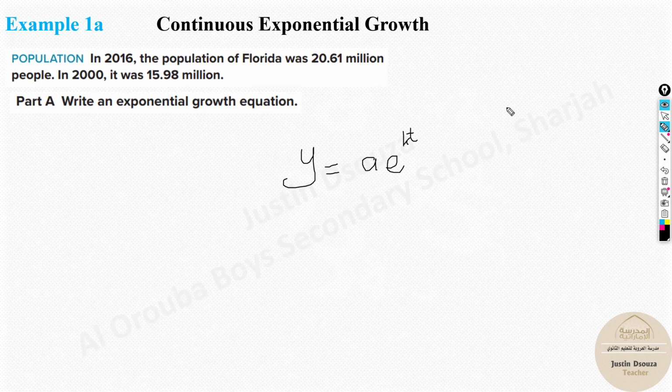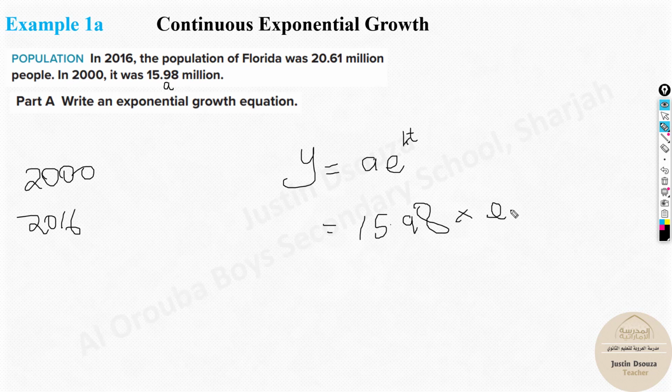So now what you need to do is, over here A value is always initial, what is at the beginning. Now we know only two values, 2000 and 2016. So the initial population will be A, that is 15.98. This is the A value, that is the initial population. Then E is as it is. What is the K value? K is not given. That's why we need to find that to write the exponential growth equation. The exponential growth equation is this, but we need to know the K value.